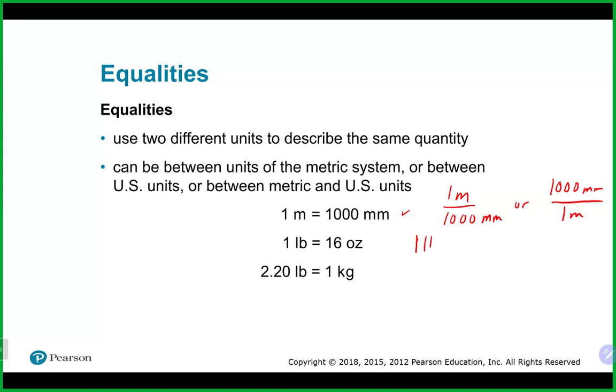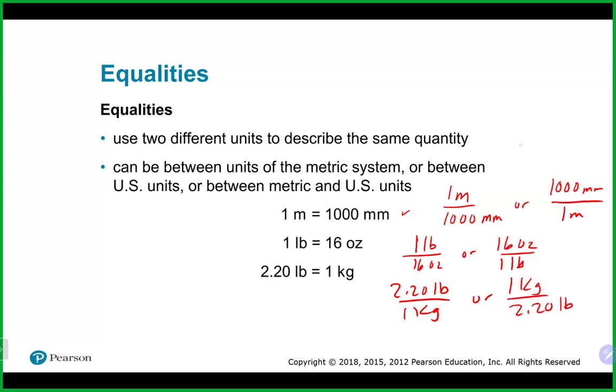We also could go a pound over 16 ounces, or 16 ounces over a pound. And here we could go 2.20 pounds over a kilogram, or 1 kilogram is 2.20 pounds. So these again are all the conversion factors that you could write for each of these equalities. This is a metric to metric equality. This is an English to English or US to US equality. And this is actually a US to metric equality.